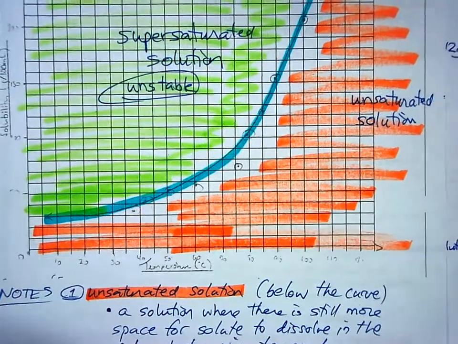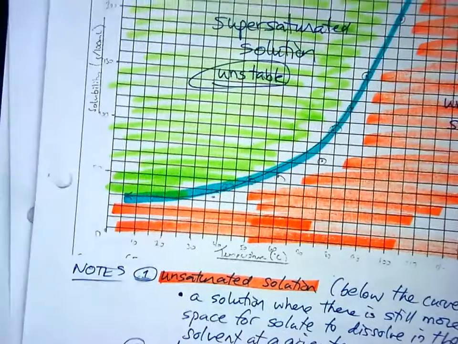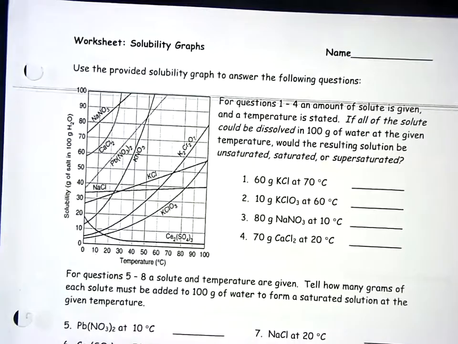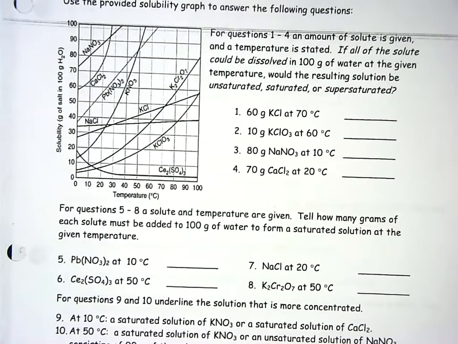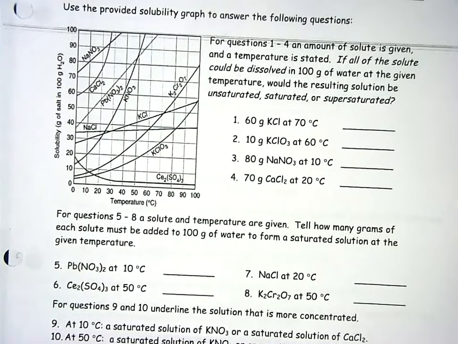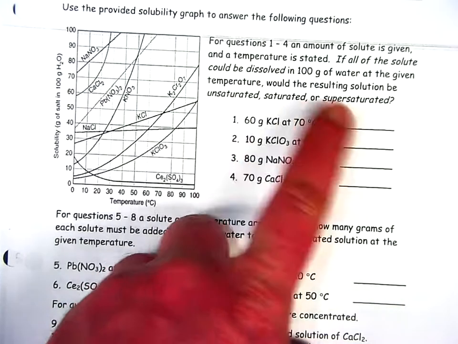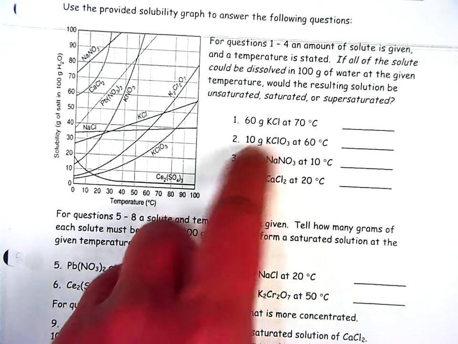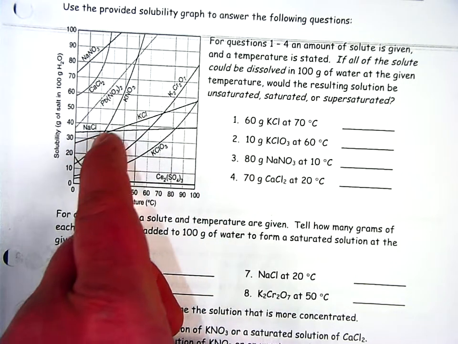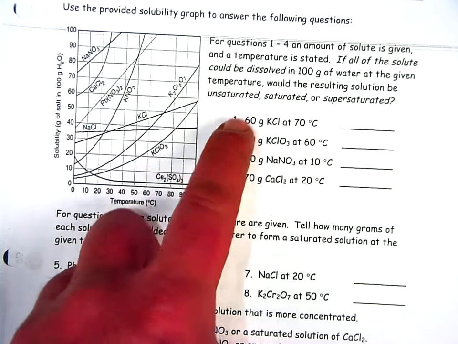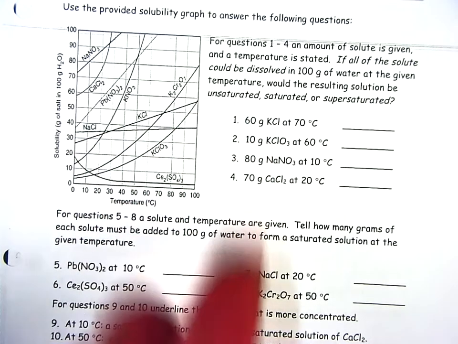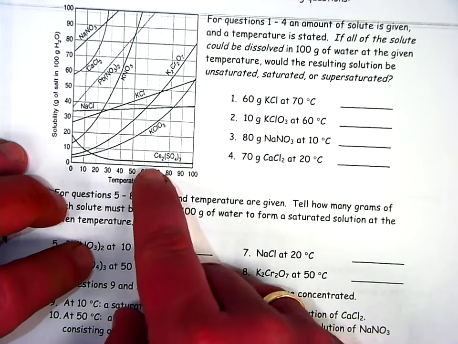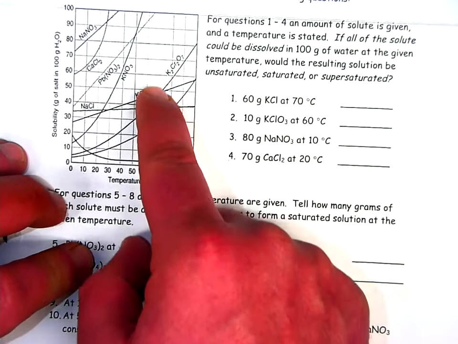So we're going to do an example using this sheet here. We're going to do two examples. Number one, we'll just do figuring out whether we've got an unsaturated, saturated, or supersaturated solution. So we're looking at potassium chloride, so that's this curve right here, and we're looking at 60 grams at 70 degrees. I like to look at the temperature first, so here's my 70, and then I'm going to go to 60 here.